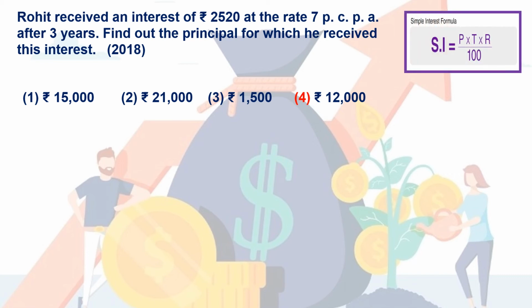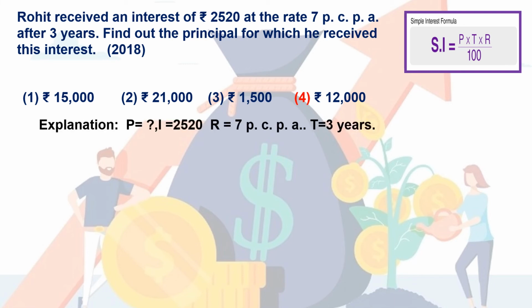So we know the formula. Simple interest is equal to P into T into R upon 100. Rearrange the formula if you want so that it becomes easier for you all to substitute and work out. Principal is equal to interest into 100 upon R into T. So principal is equal to 2,520 into 100 upon 7 into 3. When you cancel it, you will get 12,000 rupees. So option number 4 is 12,000 rupees. The correct alternative is alternative number 4. I hope it is clear.